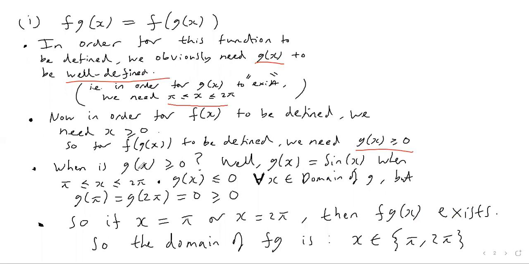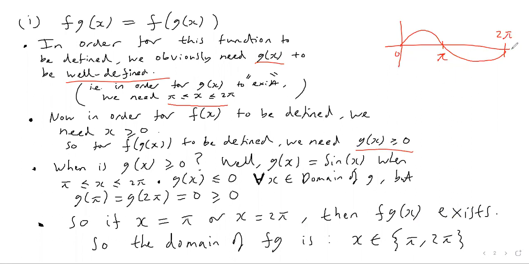So the question is, for what x values is g of x bigger than or equal to 0? So g of x equals sine x, and this is only true, we're told, when x is between pi and 2 pi. Now, if you think about our sine graph again, it looks something like this. We've got 0 degrees there, 180 degrees there, which is pi radians. And this is 2 pi radians here, which is the same as 360 degrees.